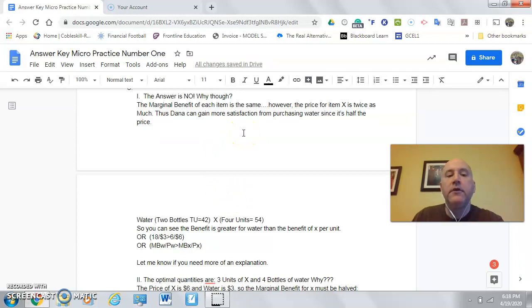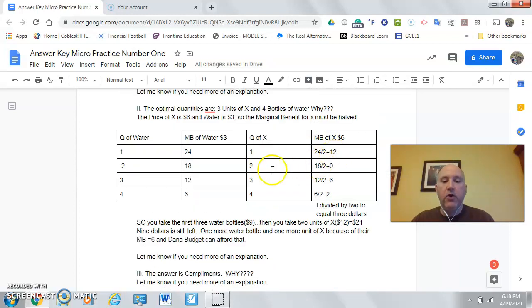C1. The marginal benefit of each item is the same, however the price is twice as much. Thus Dana can gain more. Oh, okay. So once you have those properties like we did here, right away you could see that she's much happier to have more water because the marginal benefits are higher. Where over here, the marginal benefits are half what they were because we have to get the prices equal. So that might be another way to also explain that.